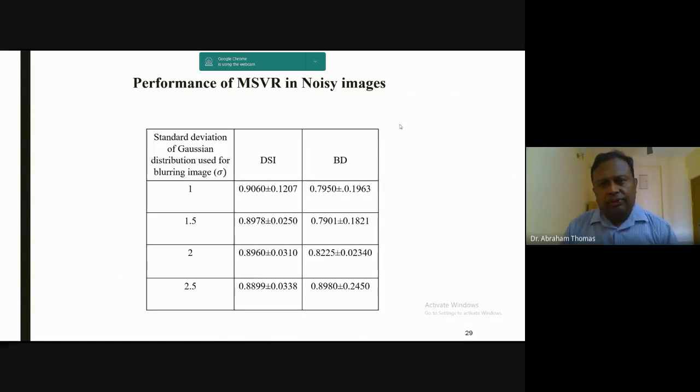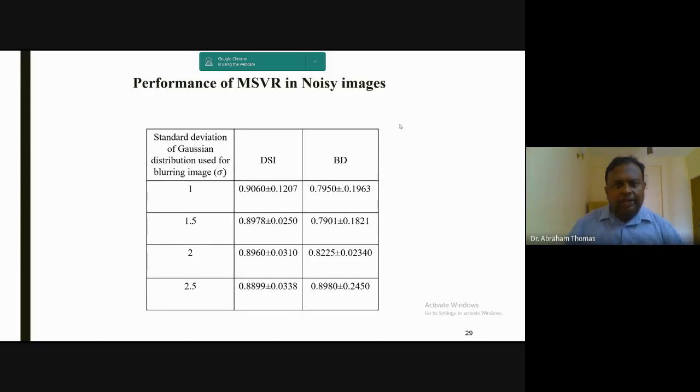Now, the performance of MSVR in noisy images. The standard deviation of the Gaussian distribution used for blurring the image, sigma, is 1, 1.5, 2, 2.5. That means with a lot of noise. So this is on the test image. The dissimilarity index for standard deviation of 1 was 0.9060 plus minus 0.1207, and the boundary distance was 0.7950 plus minus 0.1963.